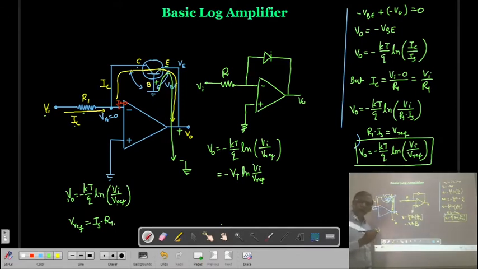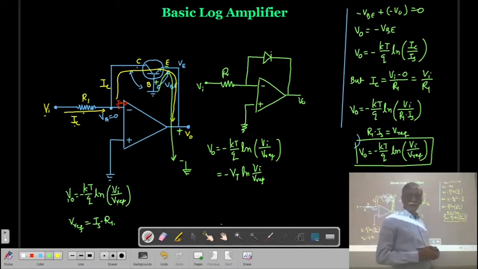Same way, you can obtain this expression for a PN junction. Here in both the cases, the expression will remain the same. Okay. Now, what is the limitation or what kind of difficulty is there?